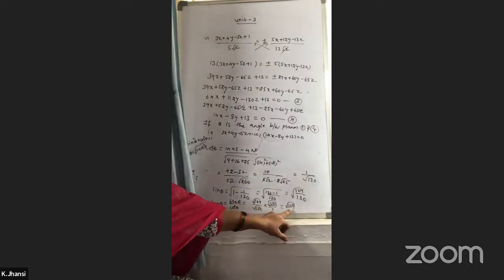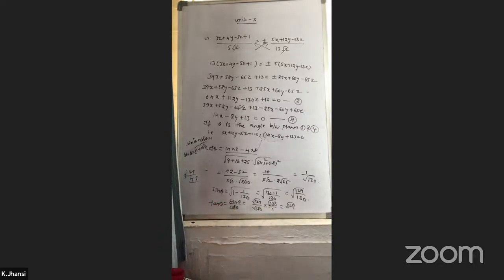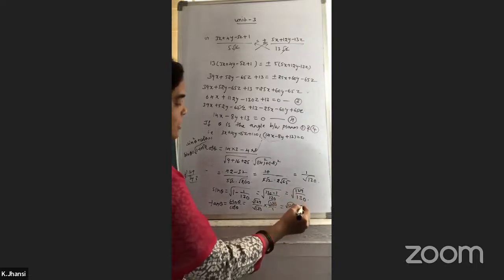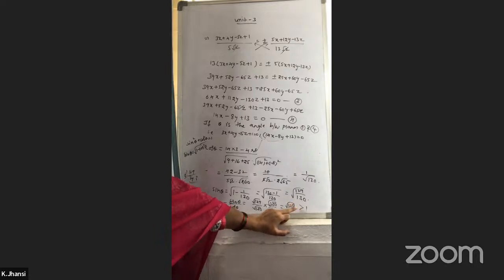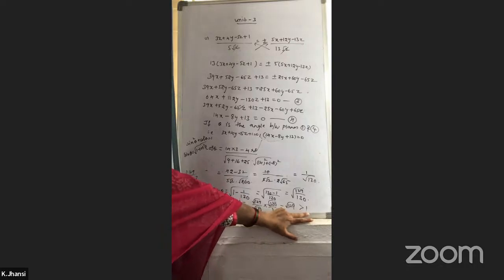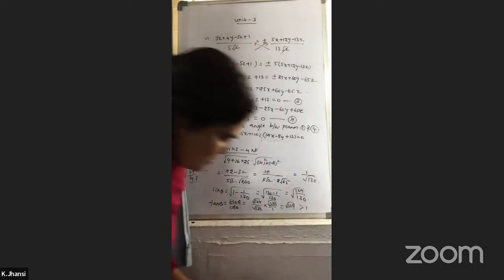So if you check the root 129 value, 121 means you will get 11. Okay. So this value will be greater than 1. If you take the nearest square root of this, 121, no? So 121 means it is 11 square. So whatever the value you are getting, the value is greater than 1. So this is making the obtuse angle.